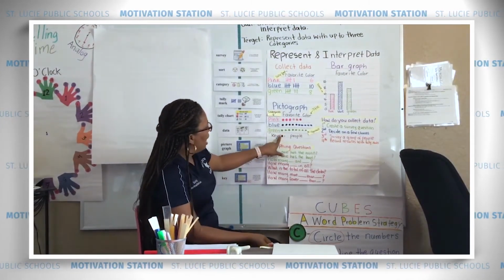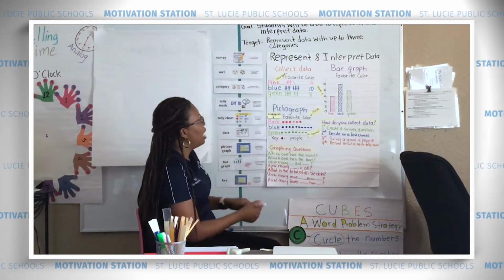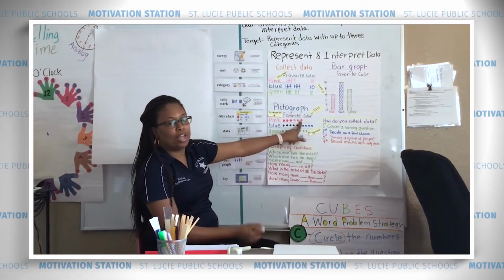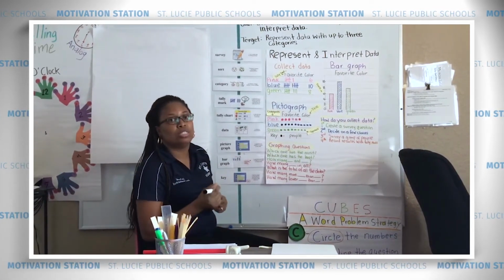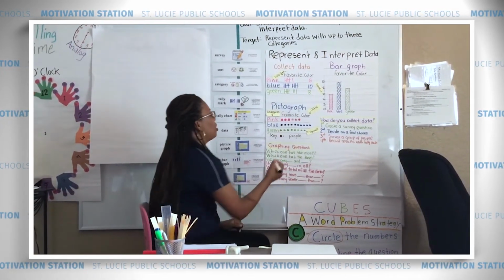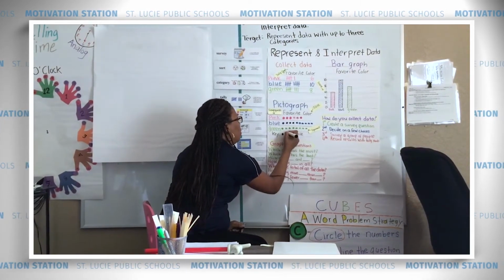So here, each circle represents how many people? How many people for each circle? What do you think? Each circle is how many votes? Each circle equals 1 vote.